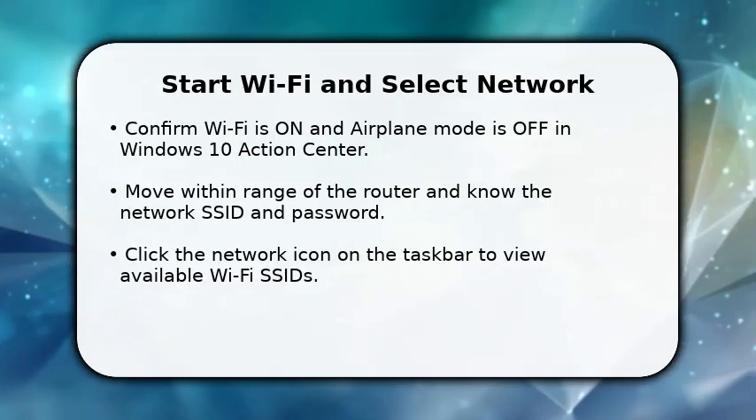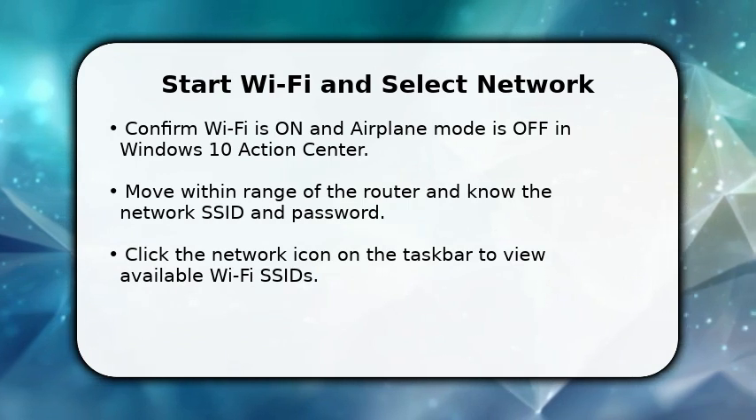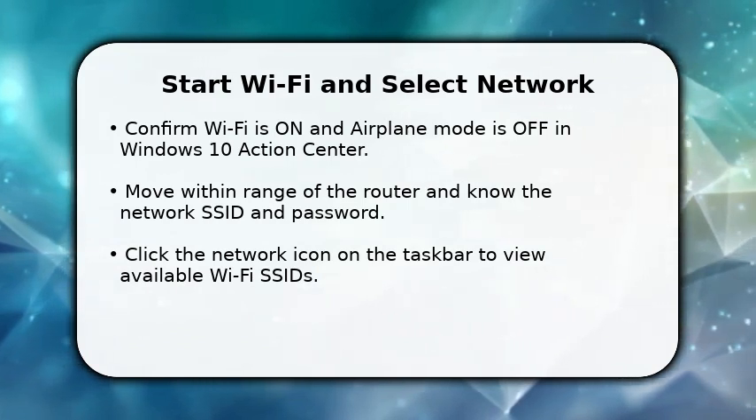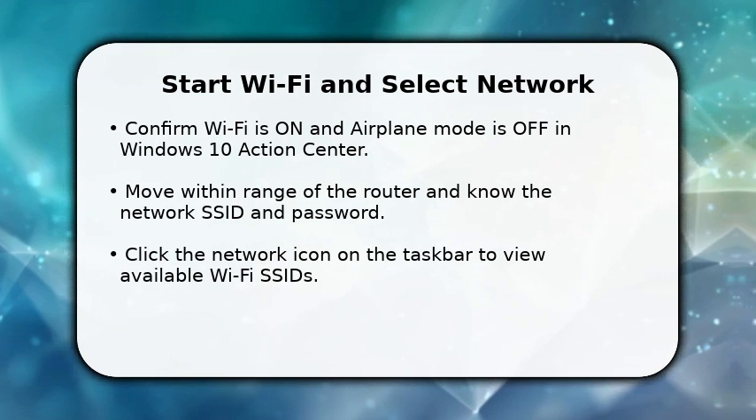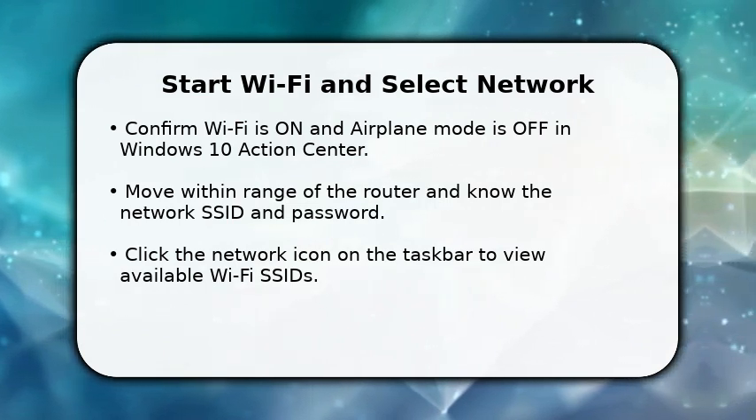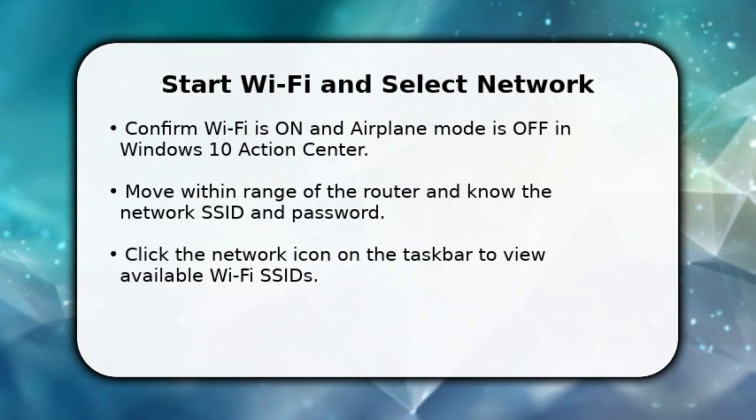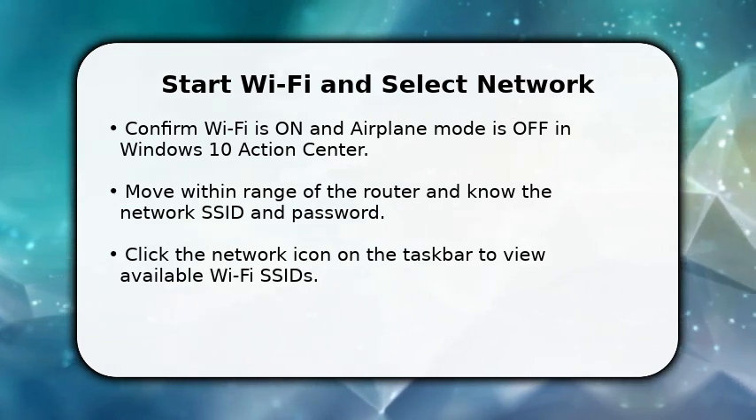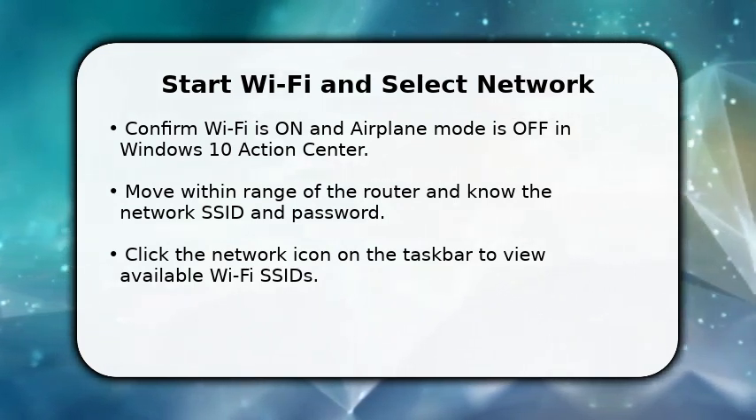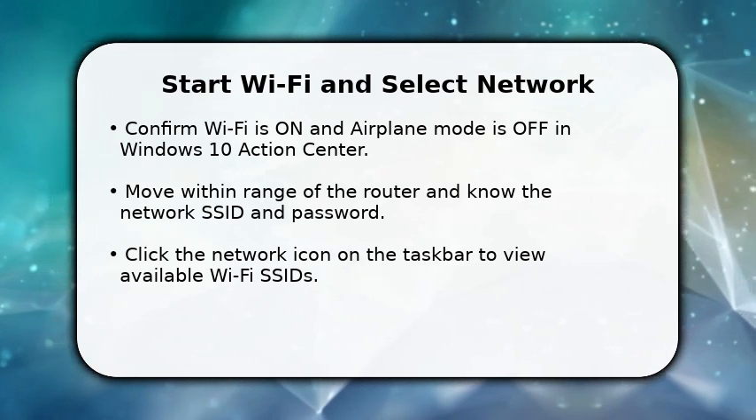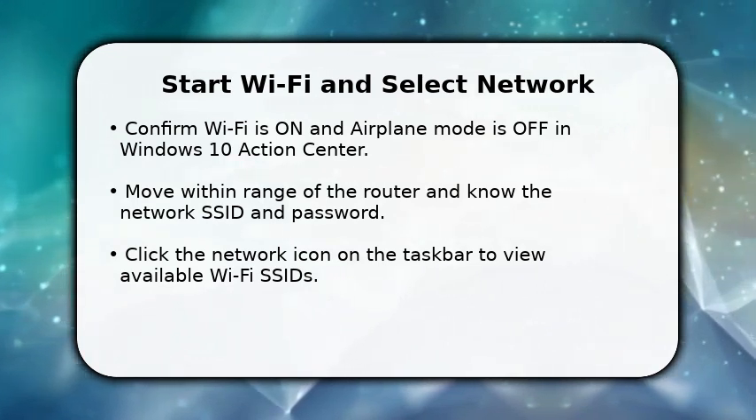You begin by making sure the basics are active, Wi-Fi turned on and airplane mode off. Once done, get within good range of the router so signal strength is reliable. Now click the network icon in the lower right taskbar to reveal available SSIDs. This shows security types and signal bars so you can choose the correct network.